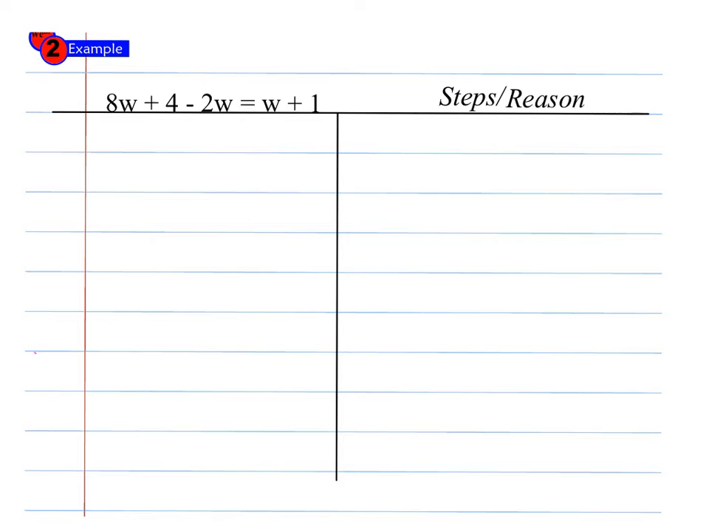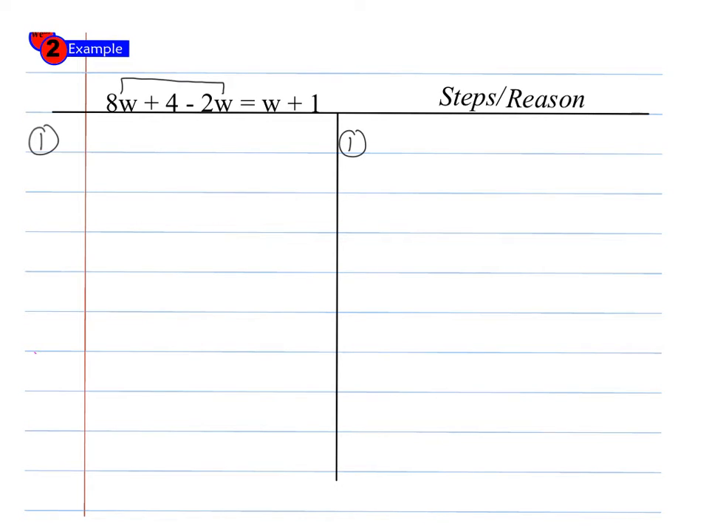This problem, in class, you guys did it by yourself and we just checked it. So same kind of thing. We are going to combine our like terms. In this problem number 2, we only have like terms on the left side, so those are going to be combined. On the right side, we have no like terms.